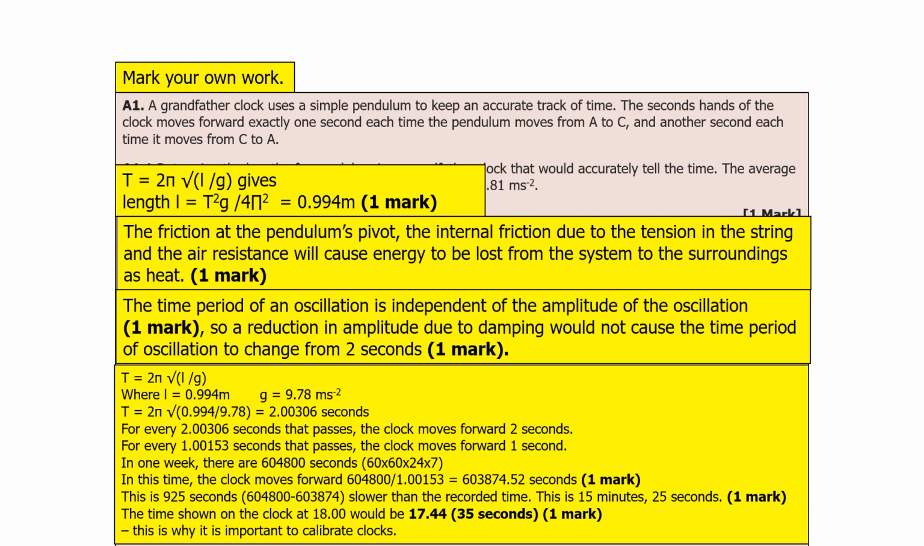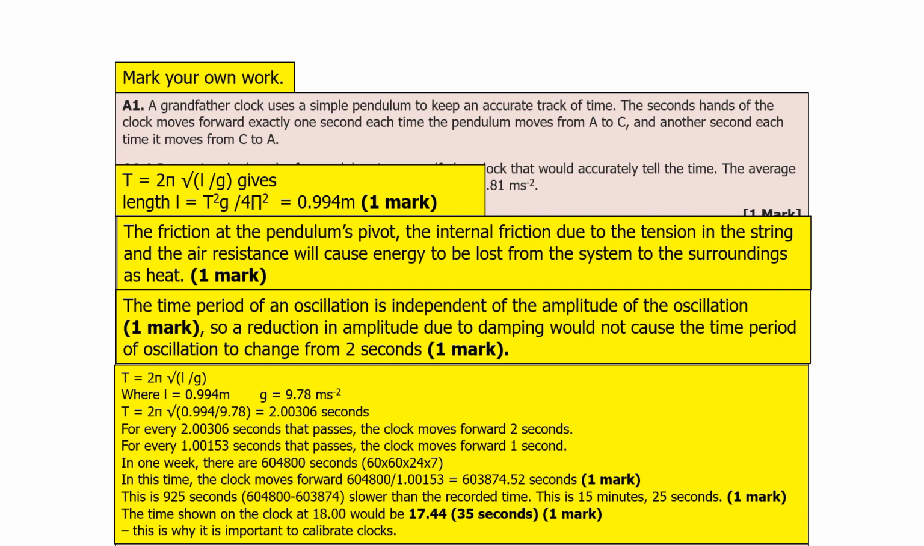We know in 1 week, the time from 4 p.m. on Monday one week to 4 p.m. on Monday the next week is going to be 604800 seconds. So in that time, the other clock is going to move forward a bit less, by dividing by 1.00153, because that's how much it moves for every 1 second on the other clock. So there's 925 seconds slower than the recording time, which is 15 minutes and 25 seconds. So actually it'll be slower. Over the week you would lose that 15 minutes and 25 seconds. So it would actually say on the clock 17:44 and 35 seconds, which is why you need to always calibrate your clocks.